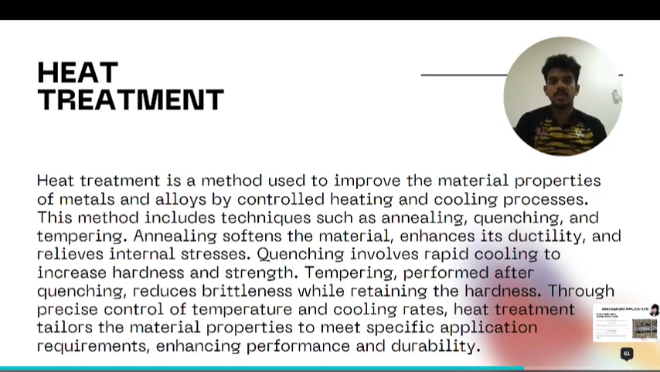Annealing softens the material, which enhances its ductility and relieves the internal stresses. Quenching involves rapid cooling to increase hardness and strength of the material, while tempering is performed after quenching, which reduces the brittleness while retaining the hardness.